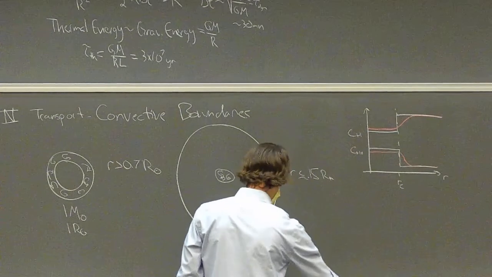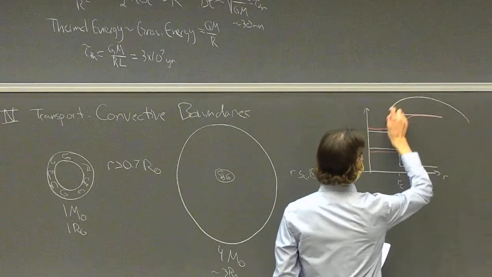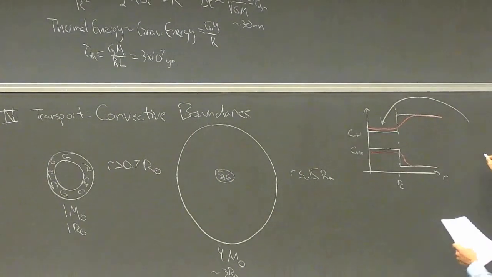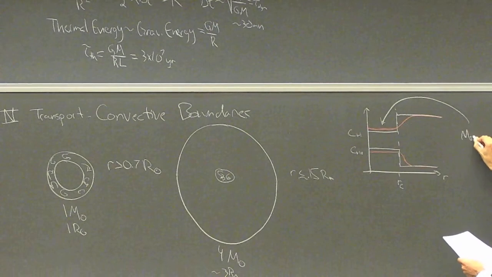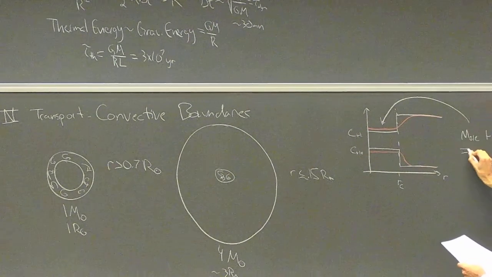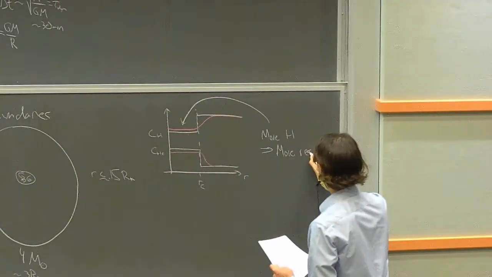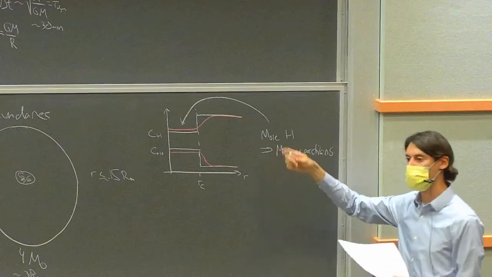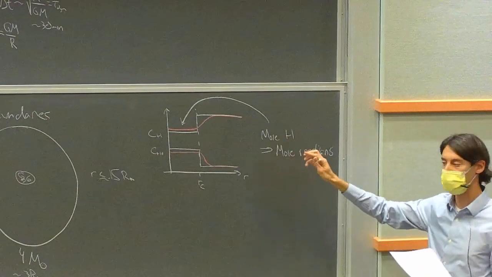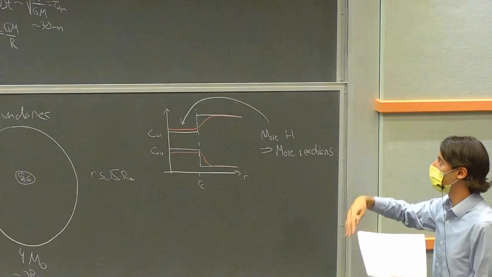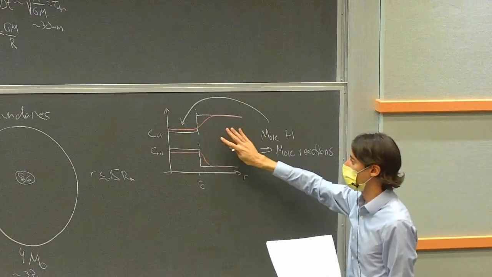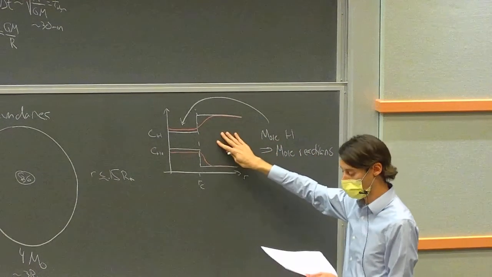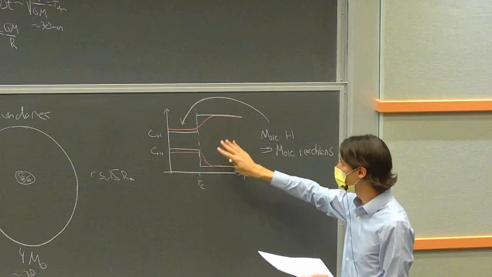Okay, and it turns out this extra hydrogen here is really important. If you have more hydrogen, that means that you get more nuclear reactions. Okay, this is going to change the lifetime of the star, and it's basically going to alter the subsequent evolution of the star. Why do people care?